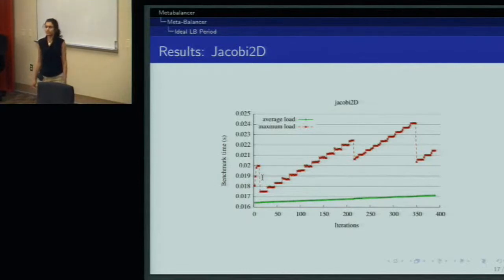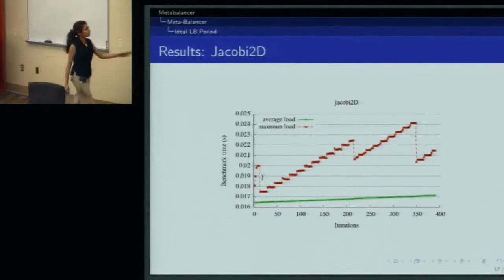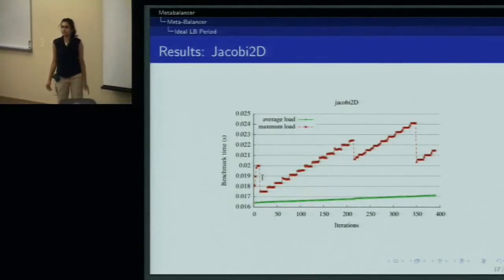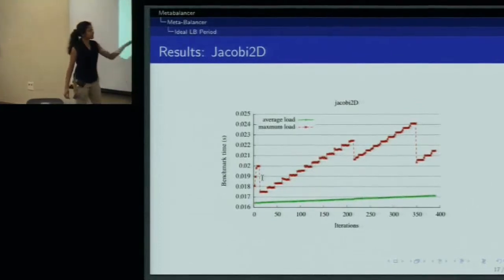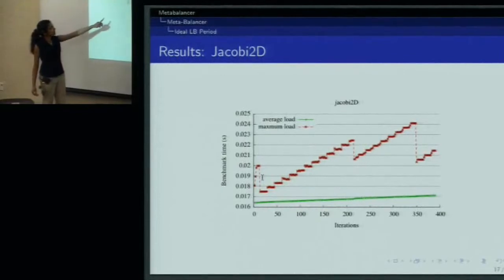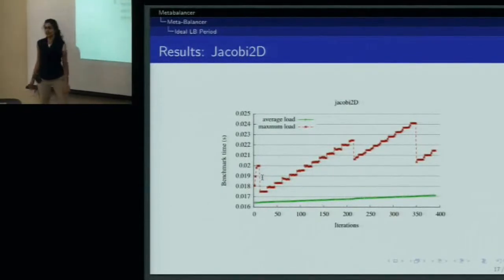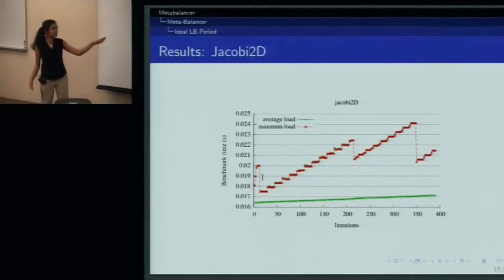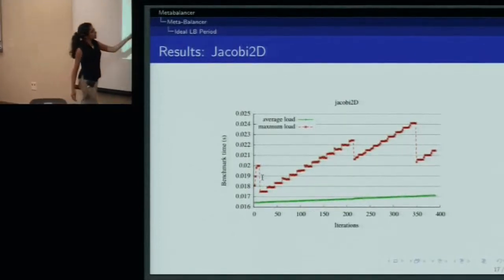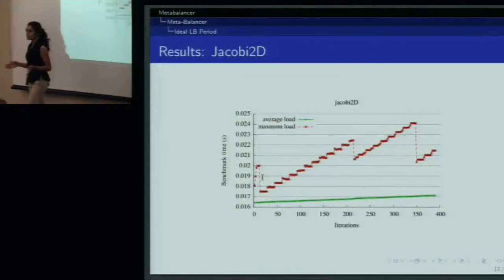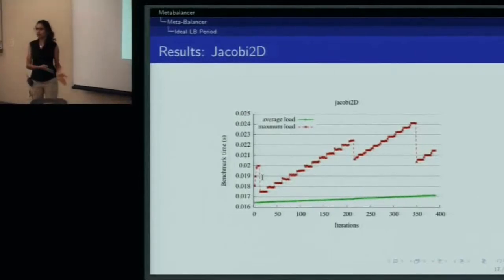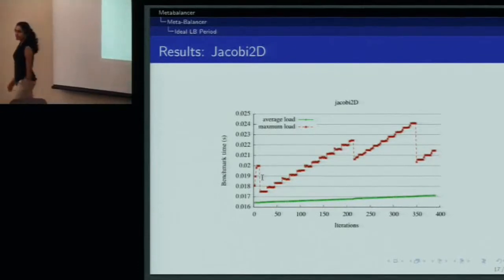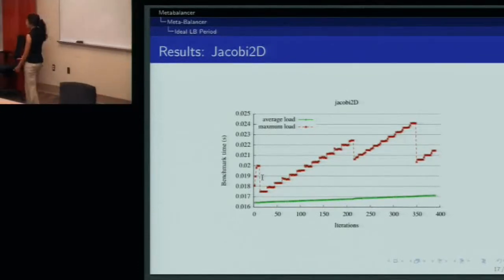So here is how the meta balancer performs on this particular benchmark. On the y-axis is the per iteration time, and on the x-axis is the iteration. In the beginning, the red curve is the max curve and the green curve is the average curve. In the beginning, meta balancer notices that there is a high imbalance and kicks in load balancing immediately. But then it finds that the ideal period is about the 150 to 250 range, which is what we found by experimentation. And it kicks in load balancing at that frequency, and only then do we get the benefit of doing load balancing.